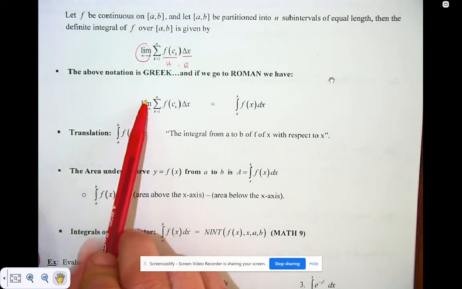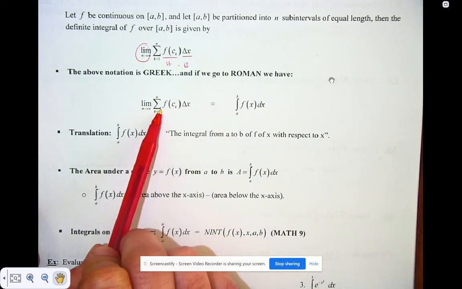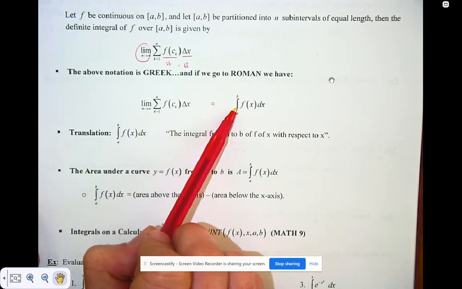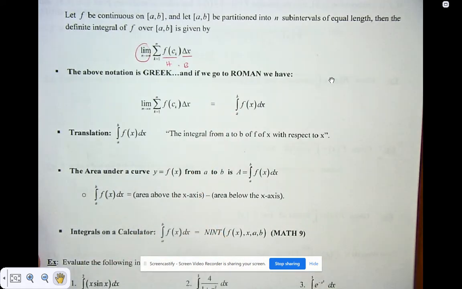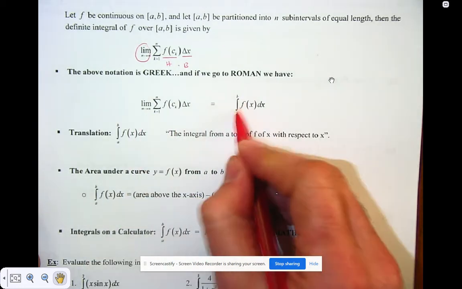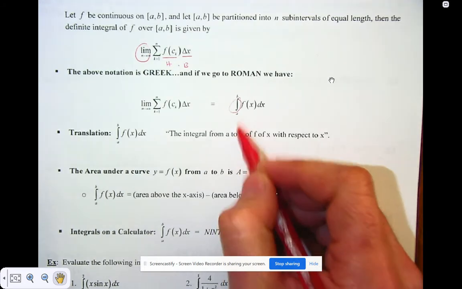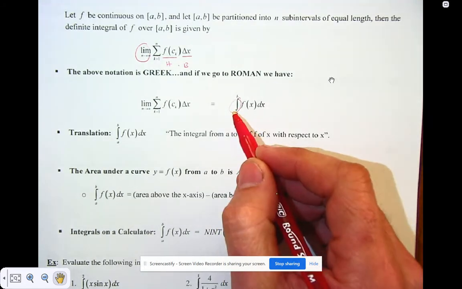All right, then what happened? Well, the Greeks got taken over by the Romans, and this sigma turned into this elongated S, which is called the integral sign, which you guys have seen before. It's just a notation difference. The limit goes away, and that's what this guy represents. So this is also a summation function. It's just math notation for, hey, add up a bunch of stuff.